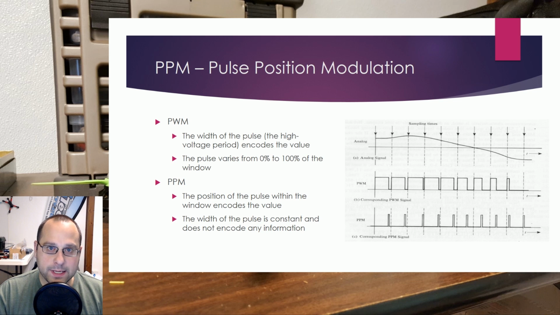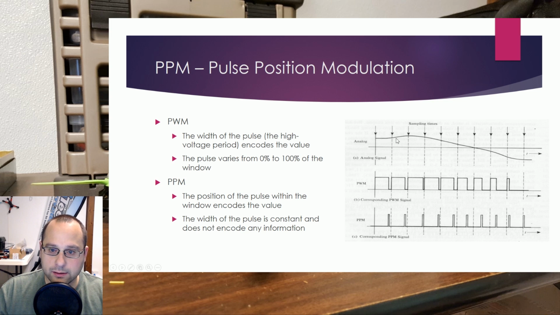Now we come to PPM, or pulse position modulation. And I would argue that PPM is not actually used in the RC hobby. But you're going to see this term bandied around a lot, and I'll let you decide for yourself whether you think we're actually using it. In PPM, it is the position of the pulse within the window that encodes the value. The width of the pulse is constant and does not encode any information.